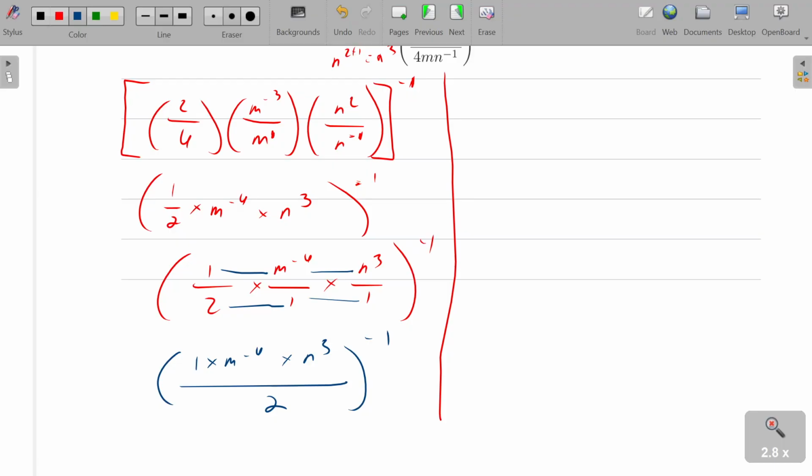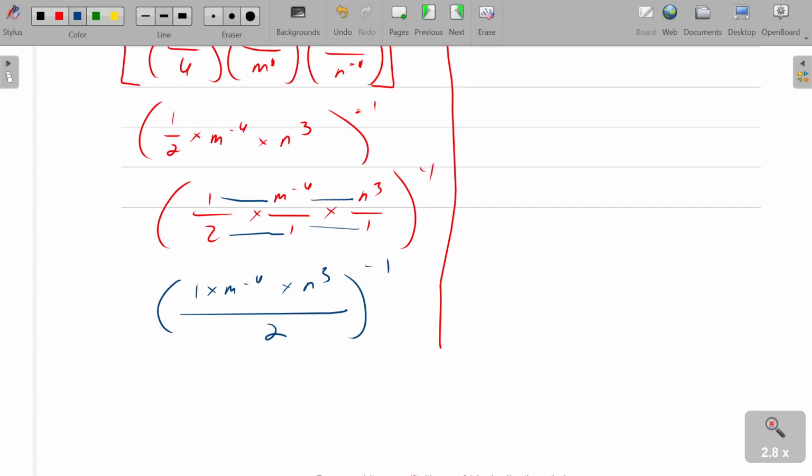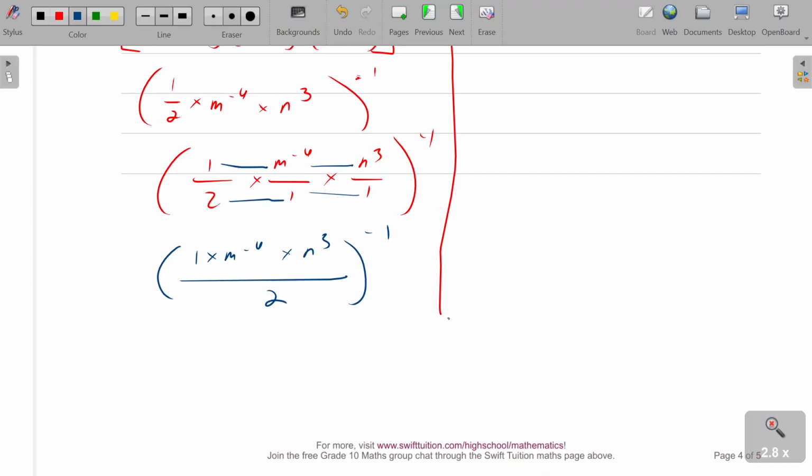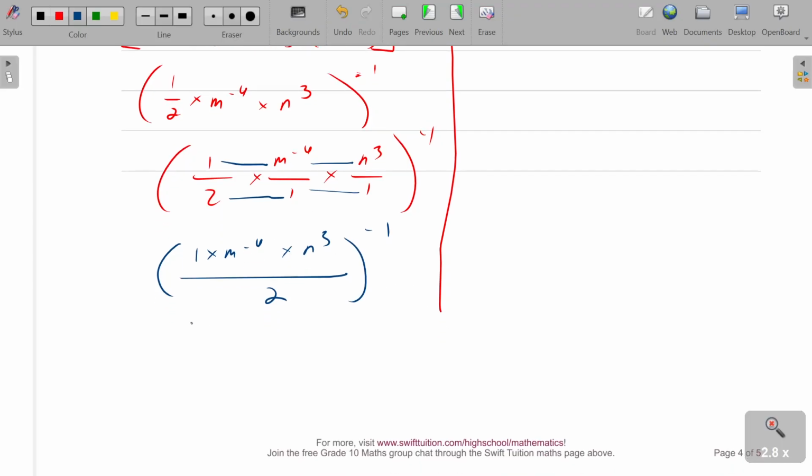Now, since we don't want negative exponents, I make the exponents positive by bringing the m to the power of -4 to the bottom. So that becomes 1 times n to the power of 3 on top, and when m travels to the bottom, it finds a 2 already there, so it respects that 2 but also adds its m to the power of 4. All of that is to the power of -1, and now we apply the -1.